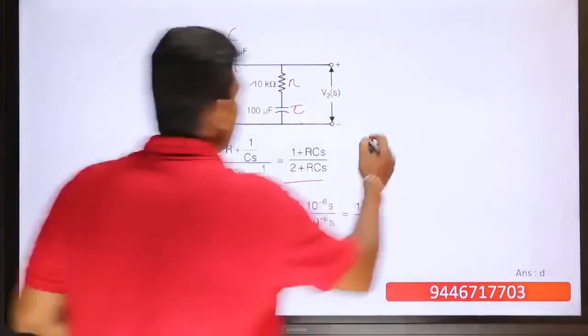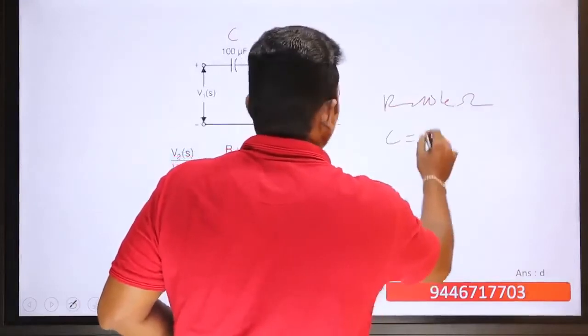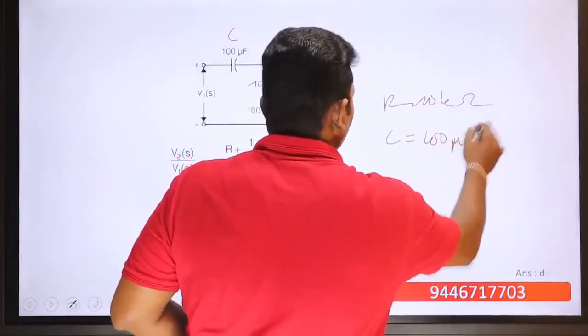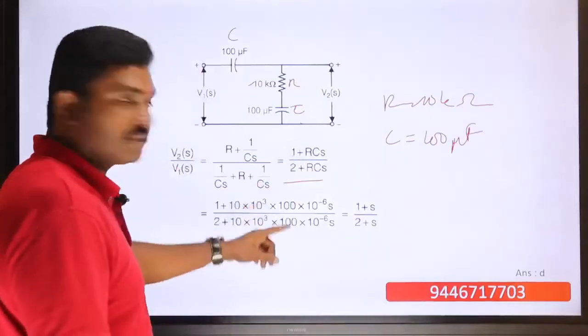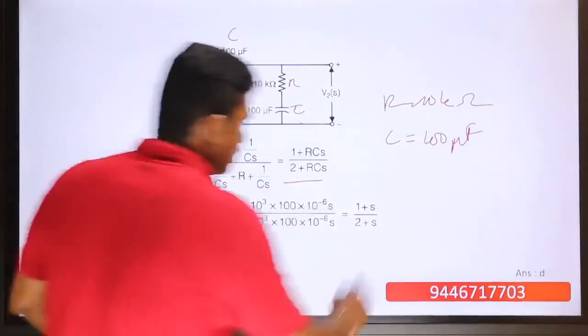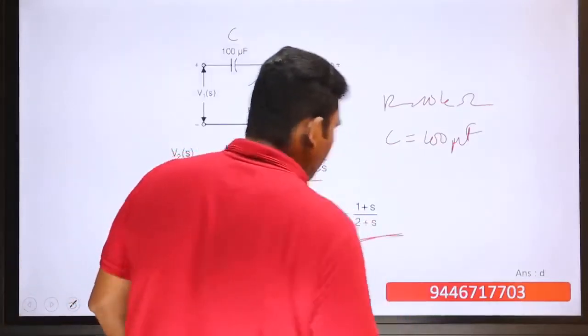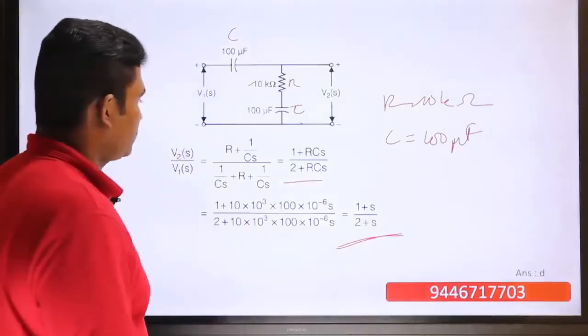We know what is the value of R. R is equal to 10 kilo ohm, and C is equal to 100 microfarad. So substituting the values of R and C into this expression and reducing it, it becomes equal to 1 plus S divided by 2 plus S. So 1 plus S divided by 2 plus S is our answer.